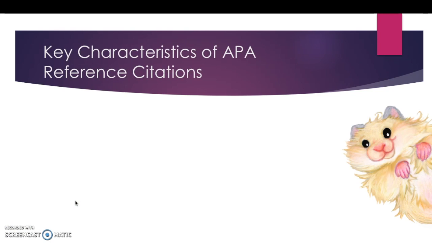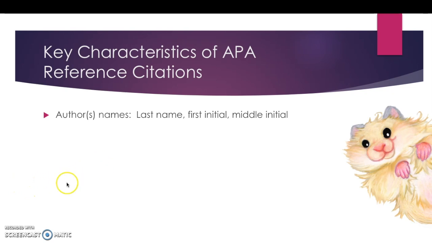Now that we know a little bit more about APA, we're ready to finally create some citations of our own. There's 2 different types. There's in-text citations and reference citations. For the purpose of this tutorial, we'll be focusing on just the reference citations. So here's some characteristics all reference citations will tend to have in common.